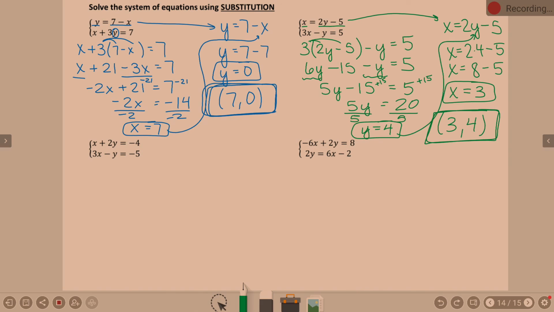Now, this is still okay for substitution because on the top one, there's a nice 1x here, isn't there? So if you move that 2y over, you can have x equals pretty easily. That's going to be my suggestion, is we take that top one and make it x equals. I wouldn't go for the bottom one, because it would require a little bit more, since you want a positive y. But that's where we'll go with that.